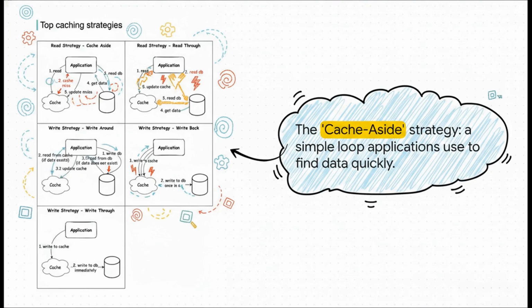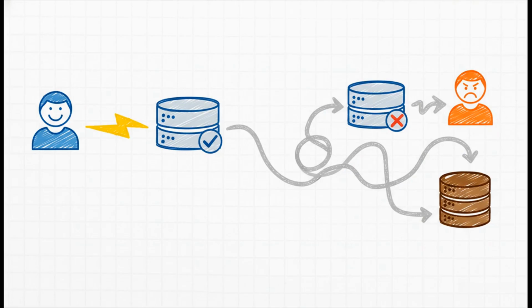Your app first looks for data in the fast cache. If it's not there, and we call that a cache miss, it has to take that long, slow trip all the way to the database to get it. But here's the clever part. On the way back, it drops a copy of that data into the cache. So the next time anyone asks for it, bam, it's right there, ready to go.